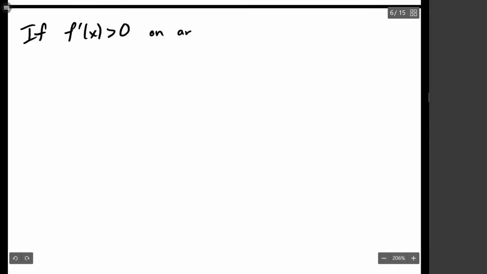Let's now summarize what we learned in the last video regarding graphs and their derivatives. Right? Graphs and the graphs of the derivatives. Okay? So, first off, if f prime of x is greater than 0 on an interval, what we learned is that the function has positive slope.